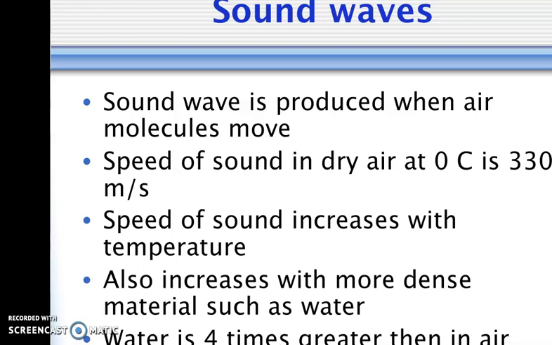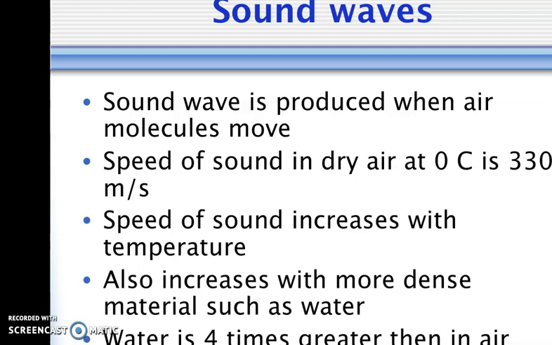you're timing at a track event, you're supposed to go off when you see the gun smoke rather than when you hear it. Now they have automatic timing, so it's not really necessary. That's also why you will see lightning first and then you'll hear the thunder later.